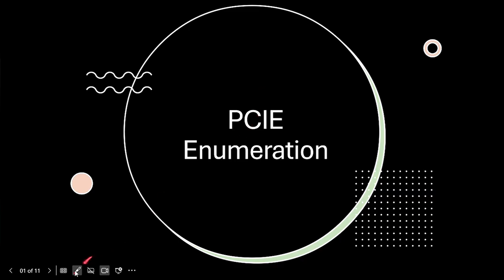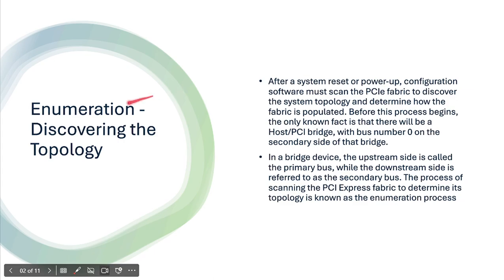Today, let's discuss PCIe enumeration. Enumeration is the process of discovering the topology and configuring the PCIe devices. It will do two operations: one is it will discover the topology, and the other is it will configure the PCIe devices.